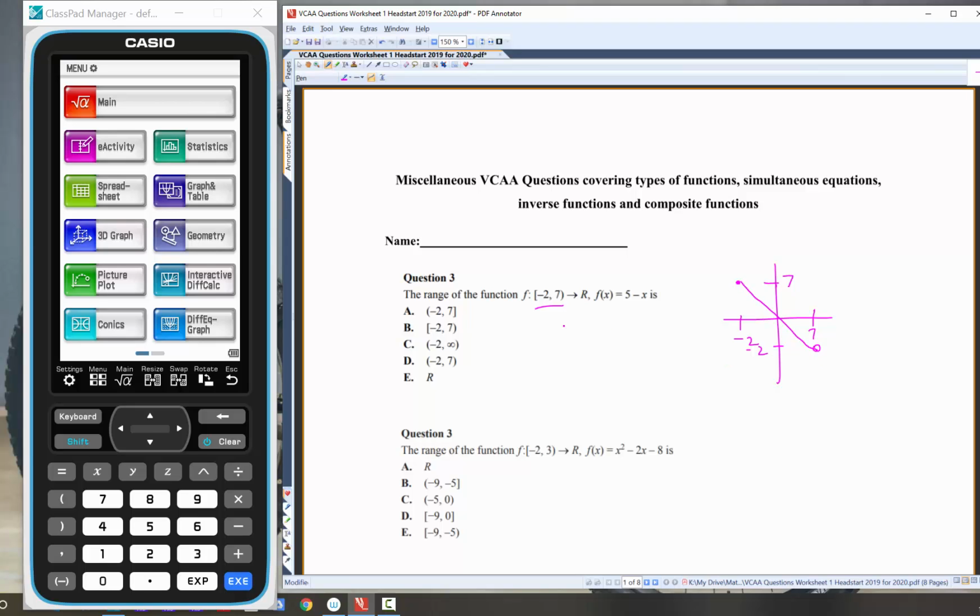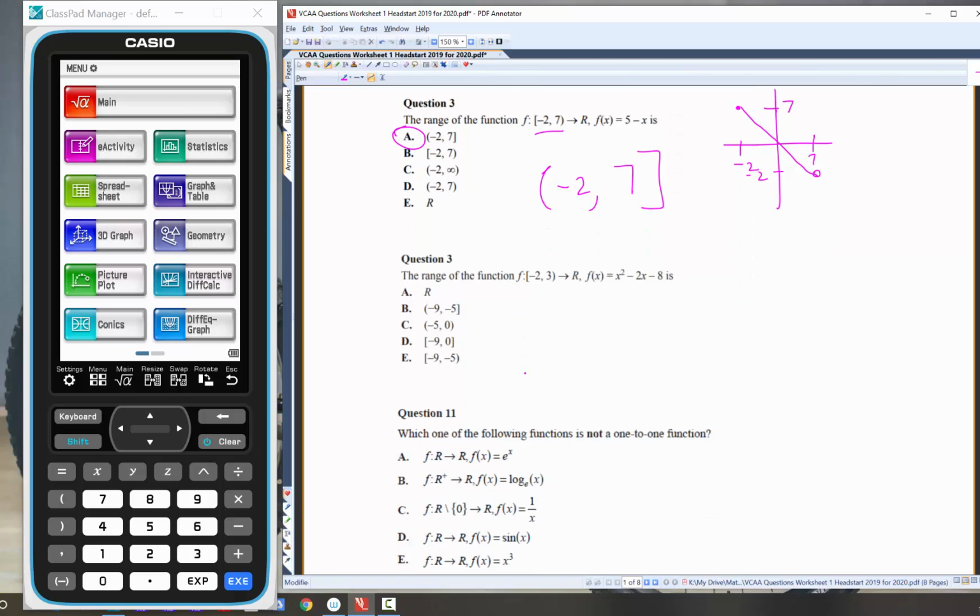So the lowest value I can produce is negative 2, but I can't actually produce negative 2 itself, but I can produce all the values up to and including 7. So negative 2, 7. So it looks like that one is A. Right, lots of students got this second one wrong.